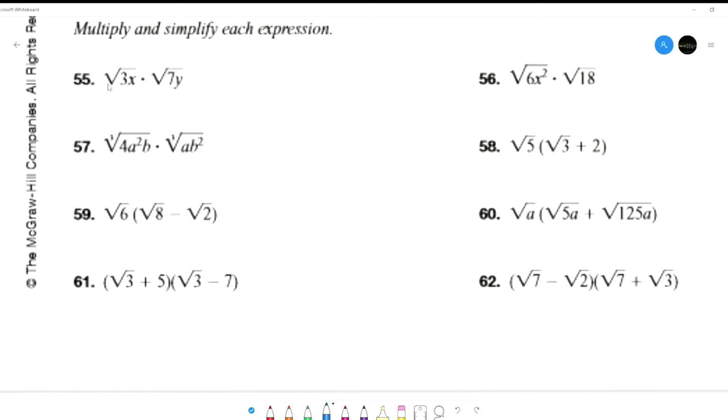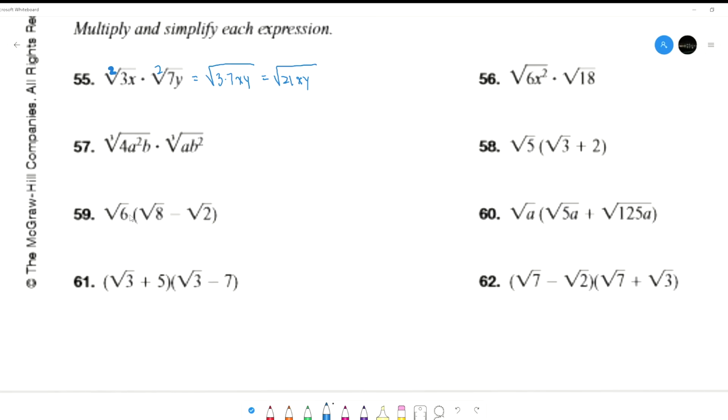All right, so we're multiplying, and we can really only multiply when the roots, the index, is the same for both radicals, right? So this is a 2 and a 2. Since they're both square roots, you can combine them all under one radical, using our product rule of radicals. So this becomes radical 21xy, and then you can simplify if it's possible.